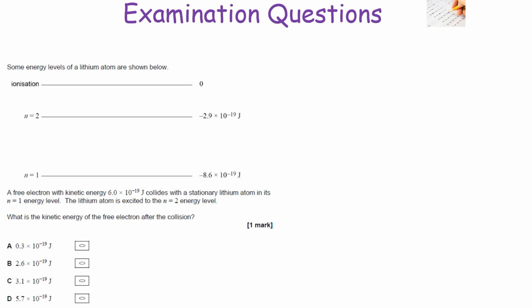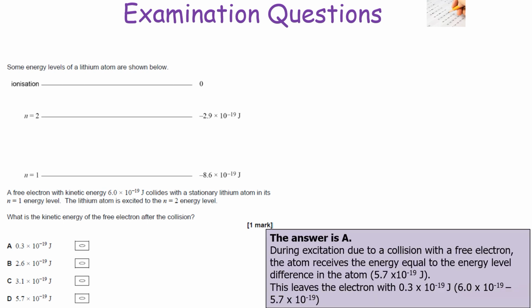Well, for this question the answer is A, because during excitation due to a collision with a free electron, the atom receives energy equal to the energy level difference, which is from 8.6 times 10 to the minus 19 to 2.9 times 10 to the minus 19, so it's 5.7 times 10 to the minus 19. So if the electron had a kinetic energy of 6 times 10 to the minus 19 and lost 5.7 times 10 to the minus 19, you're left with 0.3 times 10 to the minus 19.